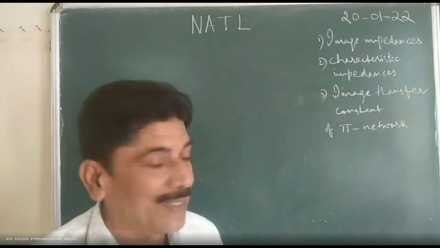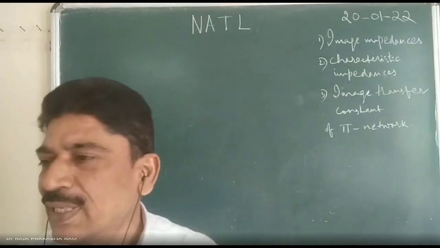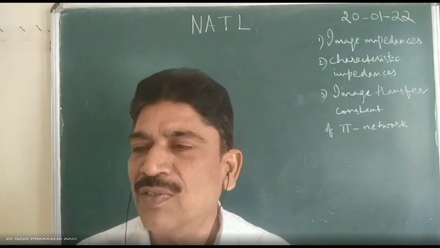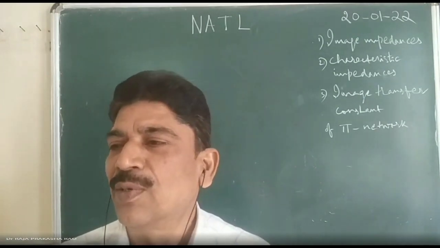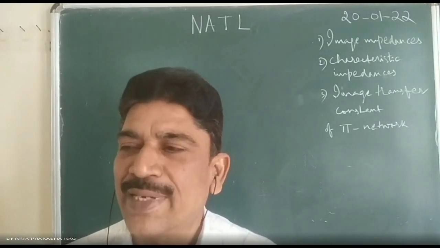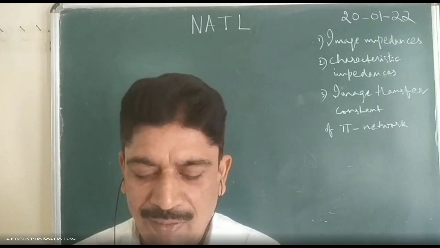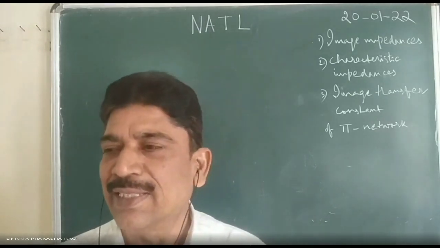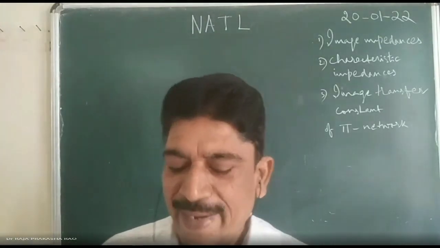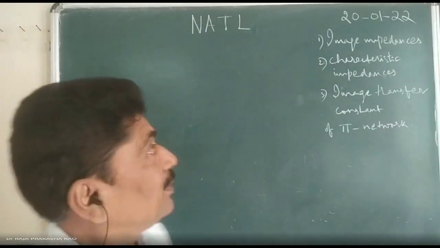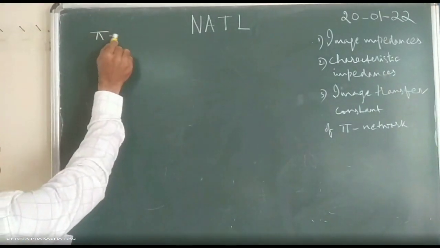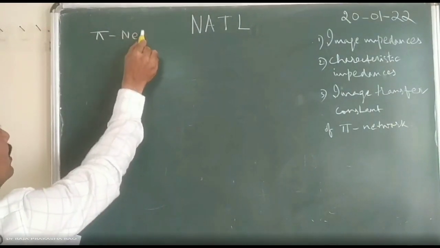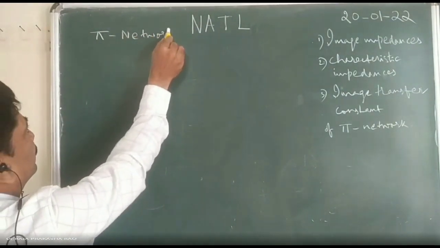And what about the image transfer constant? This is nothing but e to the power theta equals log of 2 log I1 by I2 plus log ZI1 by ZI2, that we have already derived. We will look at the same points for the pi network. We'll see about the pi network now in today's class.